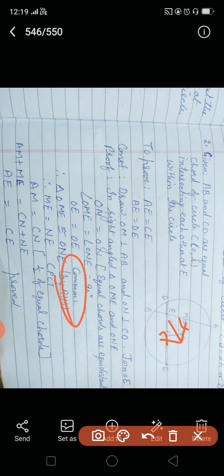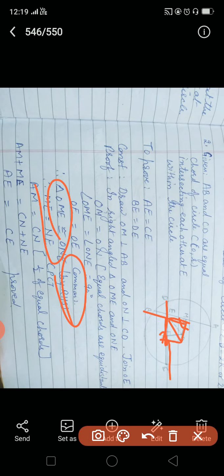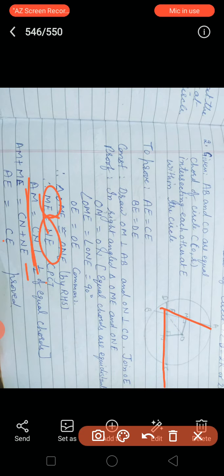So we can see that this ME equal to EN, right? So both are equal, and we know that this AM is equal to MB and this CN equal to ND, because M and N are the midpoints of the chords AB and CD, right? So if you add these two parts, half of the parts are equal, and if you add these two parts you can get AE equal to EC, that we have to prove.